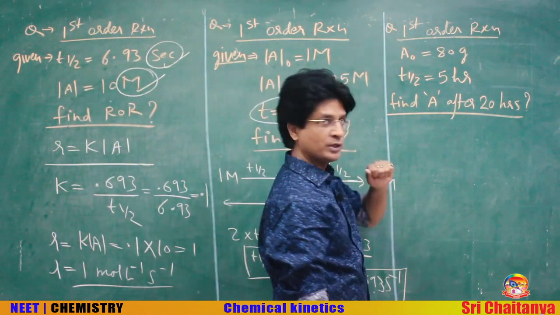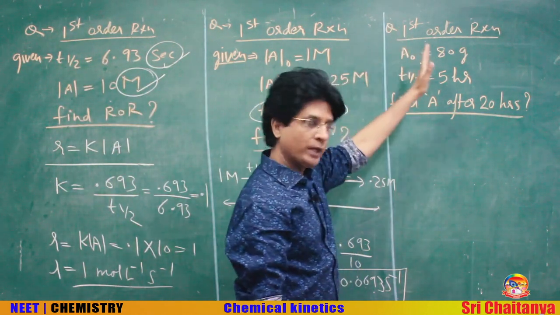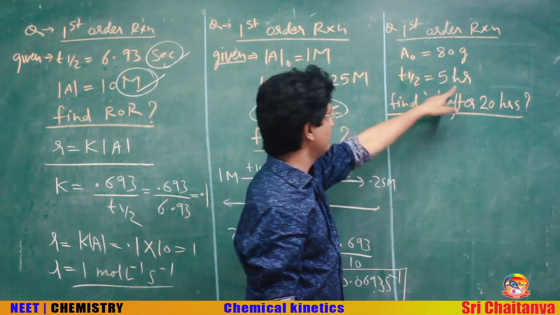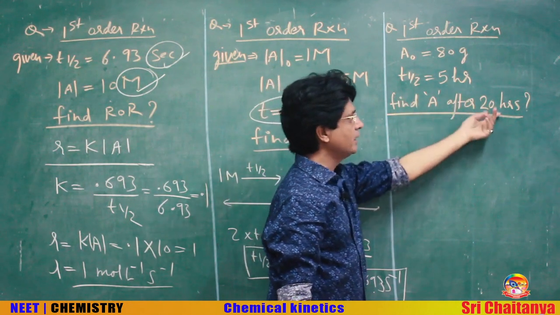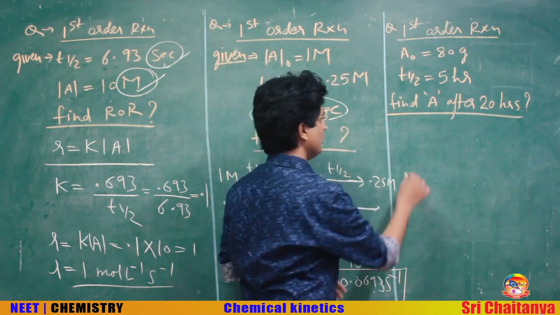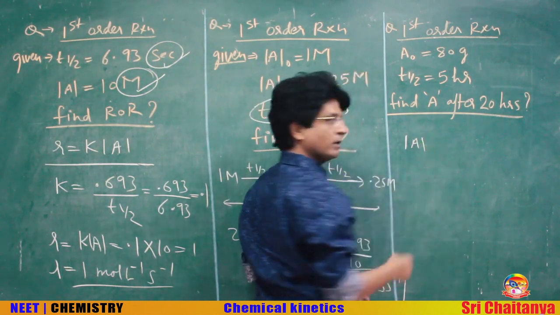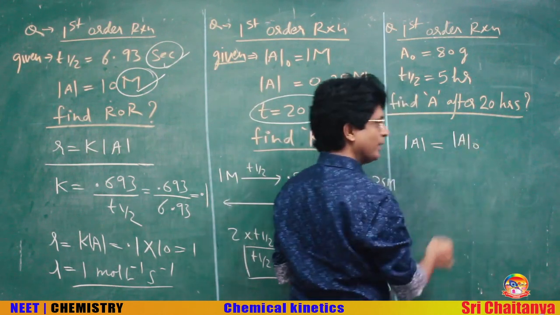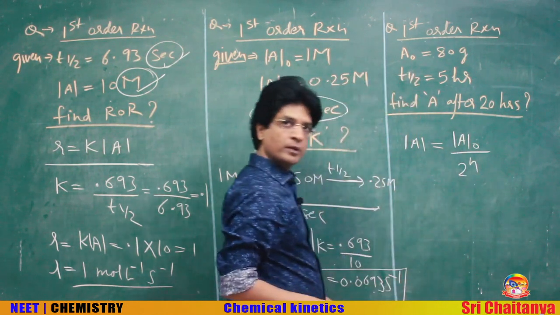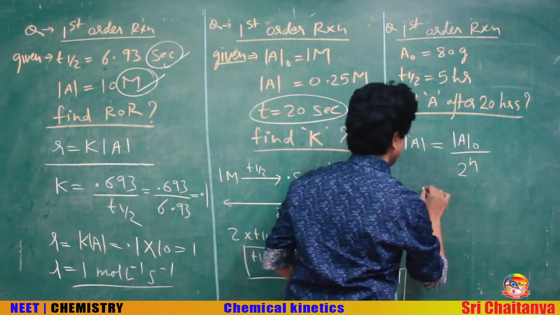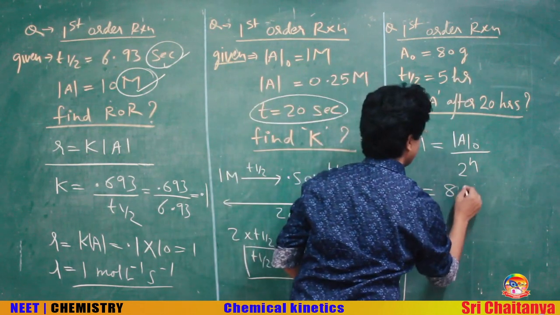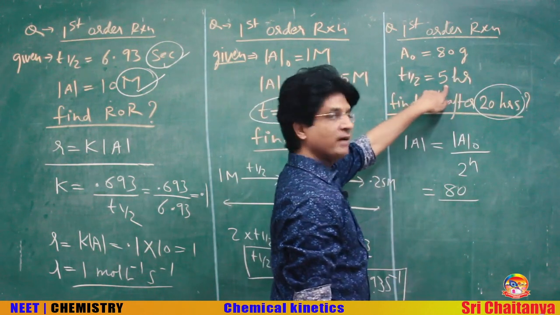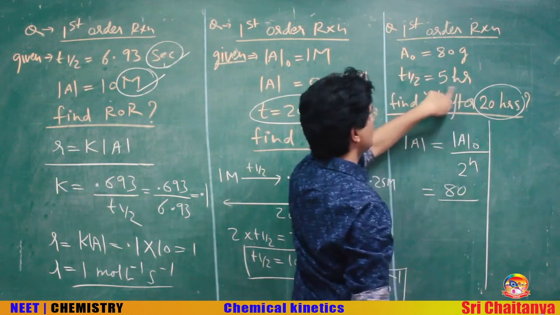Now come to the last question of this category. Again a first order reaction. They have given initial amount as 80 gram, half-life is given as 5 hours. They are saying find amount of A remaining after 20 hours. So we know that amount of A reactant remaining after n half-lives is A naught, initial amount, upon 2 to the power of n. We have discussed this formula just right now, and that will be equal to A naught, given as 80, and number of half-lives in 20 hours. Half-life is 5 hours.